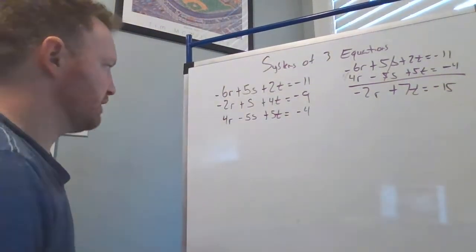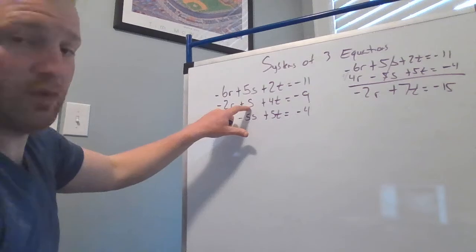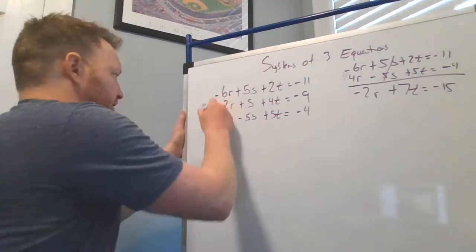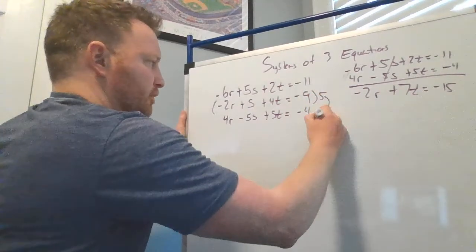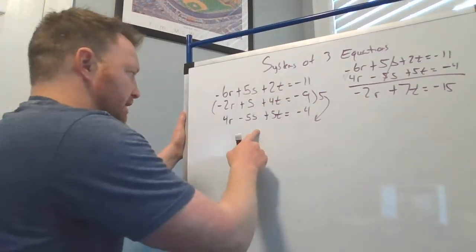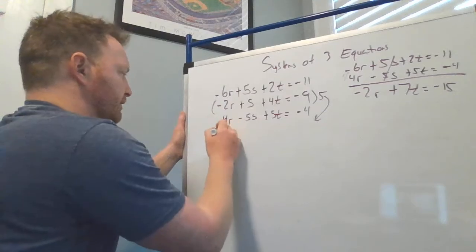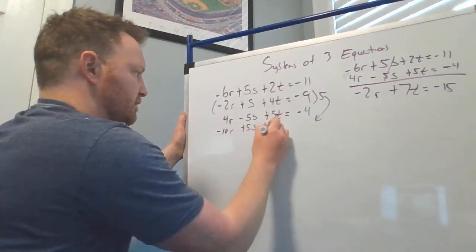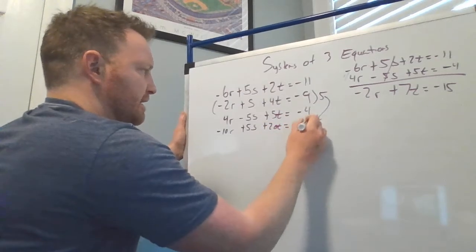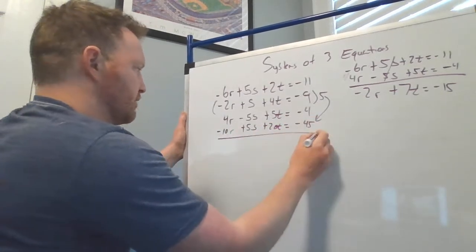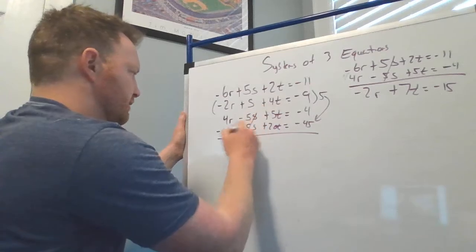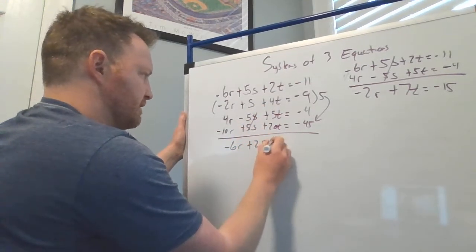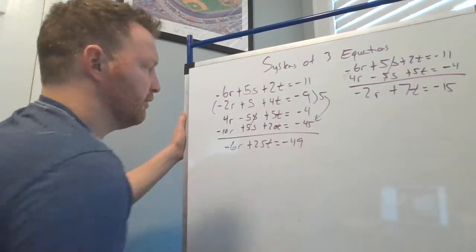All right, next what I'm going to do is I'm going to multiply this middle one by 5 because that will make not positive 5, negative 5. Now, to be efficient with my space, I'm just going to put the answer right underneath it. Okay, this is nice. So I'm going to do 5 times negative 2, that's negative 10r, that's plus 5s, that's plus 20t, and that's negative 45. Just add straight up. We know that these cancel. I'm left with a negative 6r plus a 25t equals a negative 49.